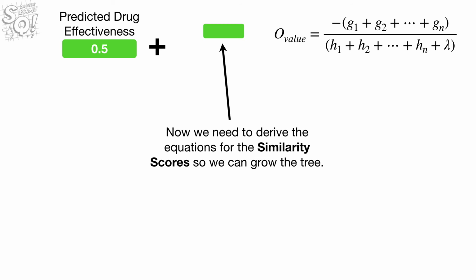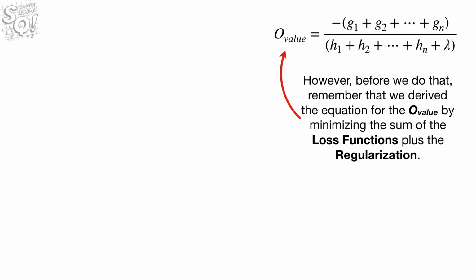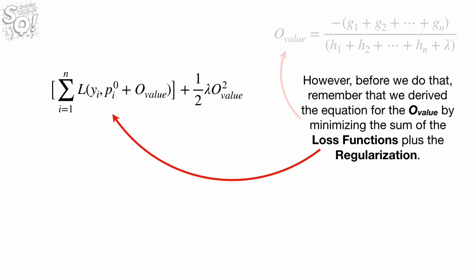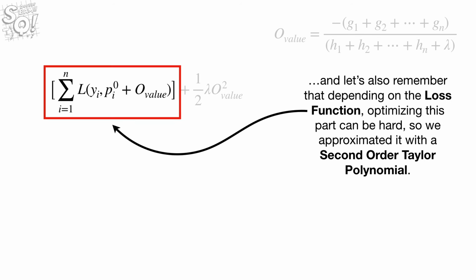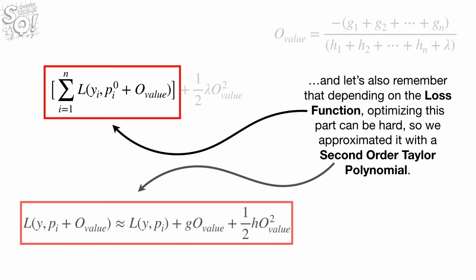Now we need to derive the equations for the similarity score so we can grow the tree. However, before we do that, remember that we derived the equation for the output value by minimizing the sum of the loss functions plus the regularization. And let's also remember that depending on the loss function, optimizing this part can be hard, so we approximated it with a second-order Taylor polynomial.